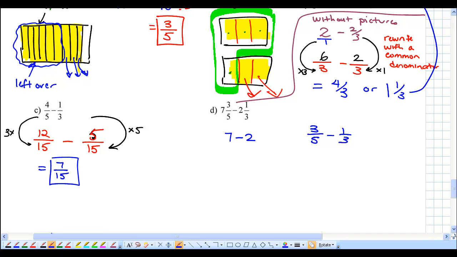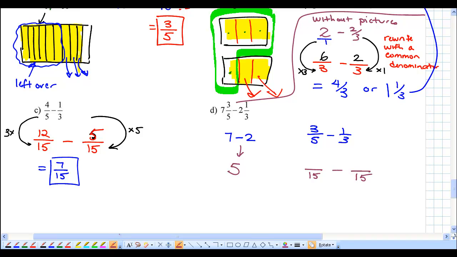Let's do the easy part first, shall we? Right, Dawson? Do easy stuff first, right? So what's 7 take away 2? 5. Awesome. And then now we have 3/5 and 1/3. The fraction denominators are different again. What can we do now to make them the same? Yes, Jumana? 15, she says. Congratulations. 5 times 3 is 15.